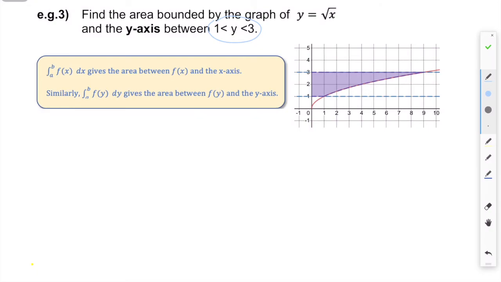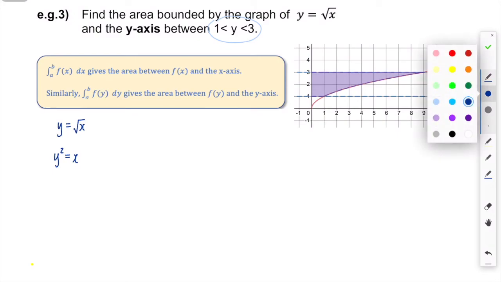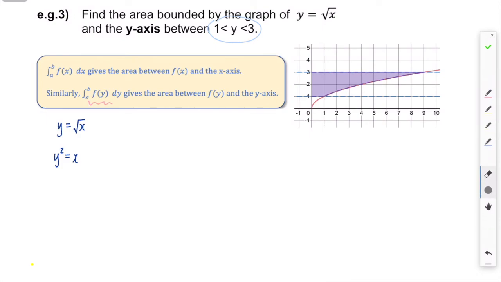Because we'll be taking the integral with respect to the y-axis, we have to make sure we express the function of x in terms of y. Okay? So starting with y equals the square root of x, I can now say y squared is equal to x. This is the function that I'm interested in. And you notice how in this definition, it is f of y dy. Okay, so here we go.